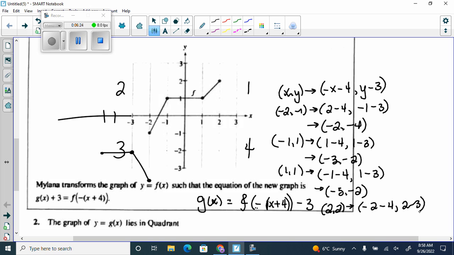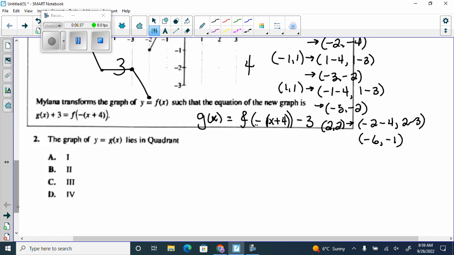Oh gosh. -6 and -1. So you're in quadrant 3. Okay.